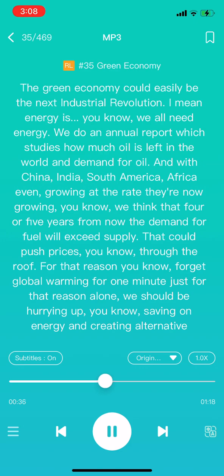That could push prices through the roof. And for that reason, forget global warming for 1 minute, just for that reason alone, we should be hurrying up, saving on energy and creating alternative sources of energy. And I think those people who invest in this sector, hopefully, will get their thanks, and get their just returns.